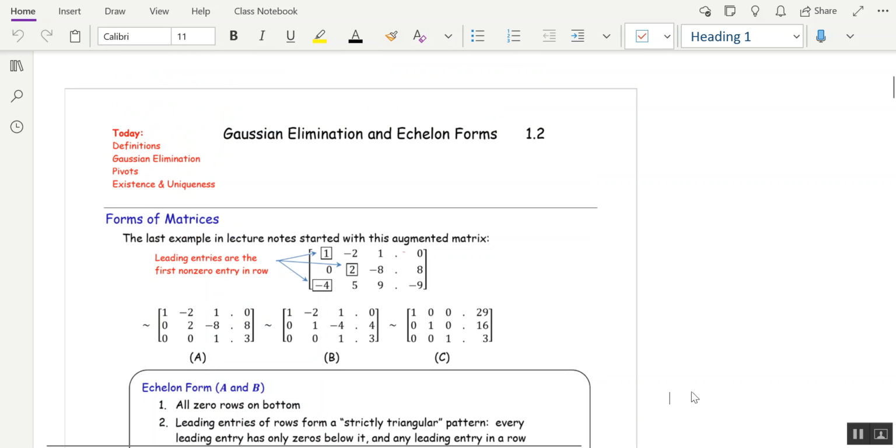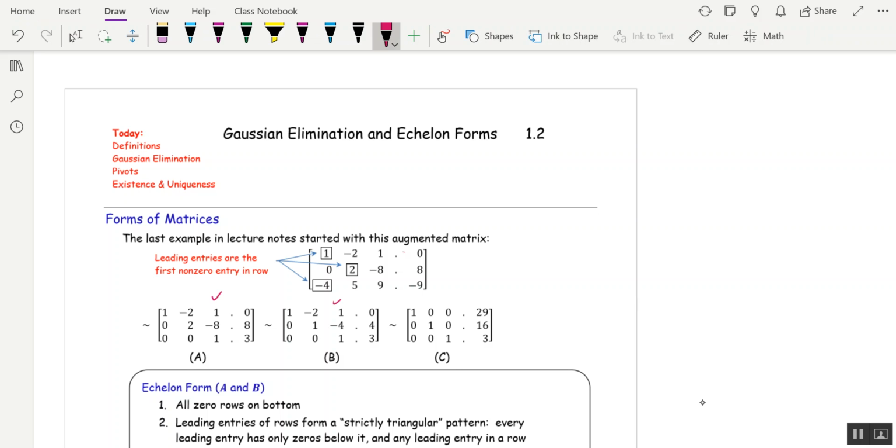Welcome to section 1.2. Not to put any pressure on you, but this will be the most important section of the semester in terms of computational techniques. So in the last example, in the lecture notes last time, I took a matrix that looked like this and I reduced it to a matrix that looks like this. And along the way, I encountered different forms of that matrix, and I want to give those forms names.